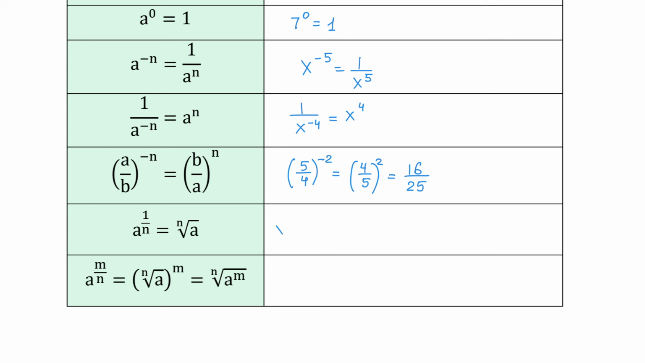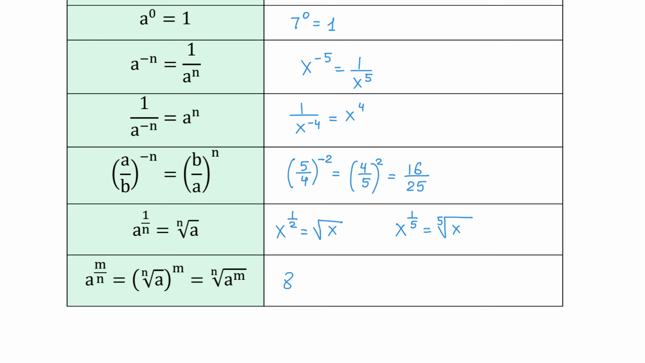A number a raised to an exponent 1 over n equals the nth root of a. For example, x to the 1/2 equals the square root of x, or x to the 1 over 5 equals the 5th root of x. And a raised to an exponent m over n equals the nth root of a all to the m's power, or the nth root of a to the m's power.